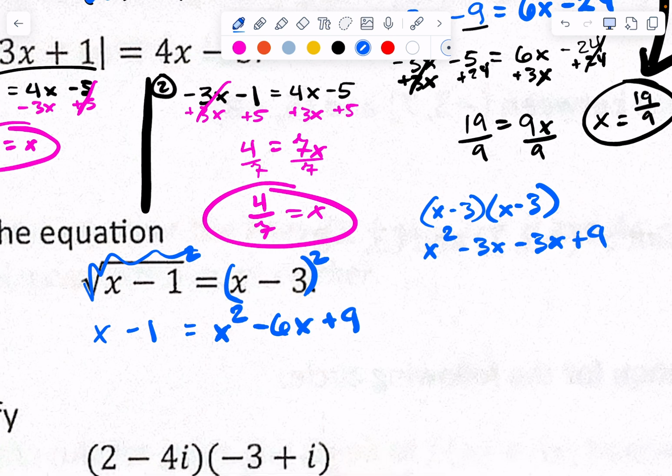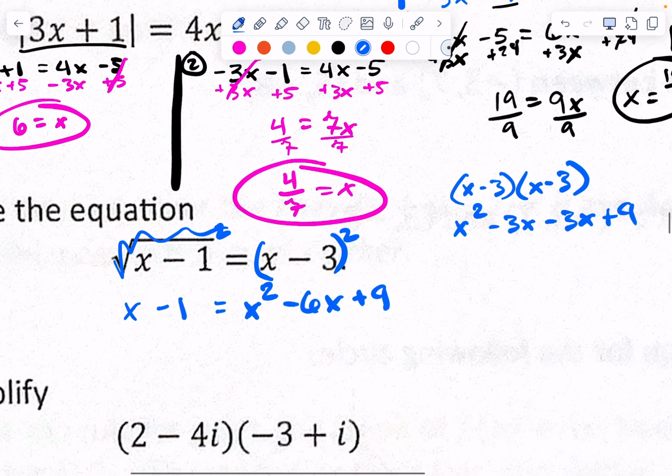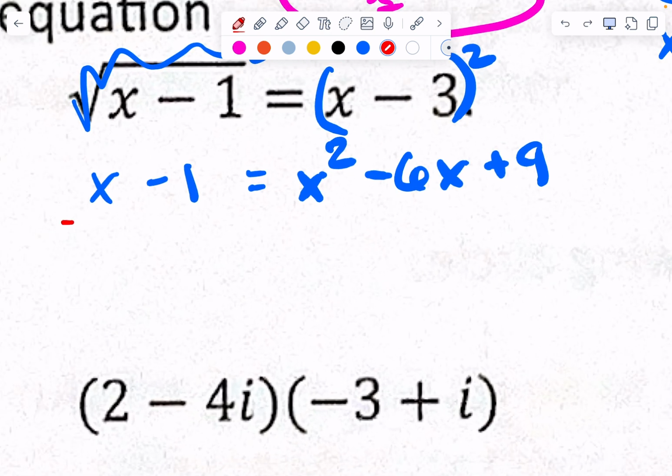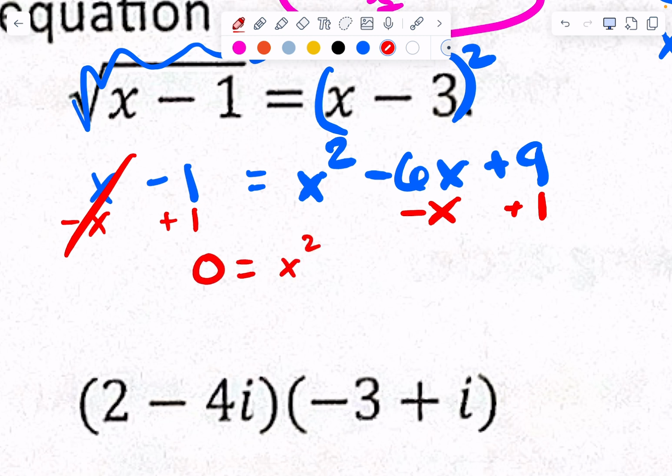Now we want to shove everything on one side, plus the 1 over. Which side do you want to shove it to? I always want my x squared to be positive. So I'm going to subtract the x here, he goes with the 6. I'm going to add the 1 here, he goes with the 9, right? So what's on the left side? 0 equals x squared minus 7x plus 10. Now what?